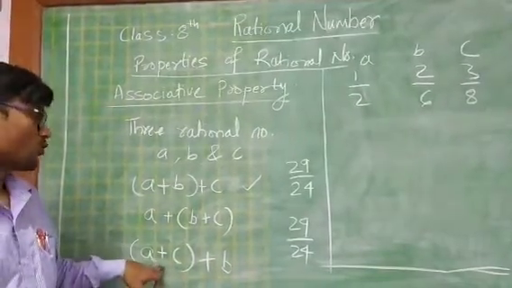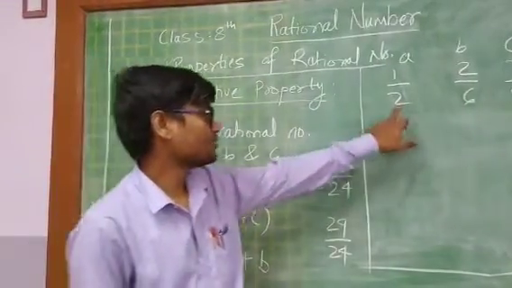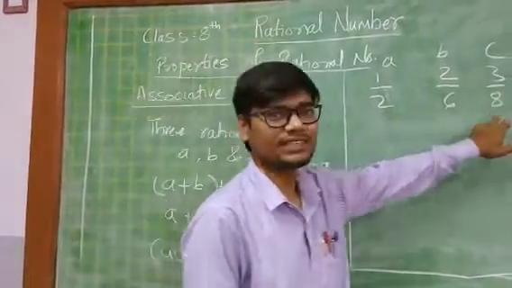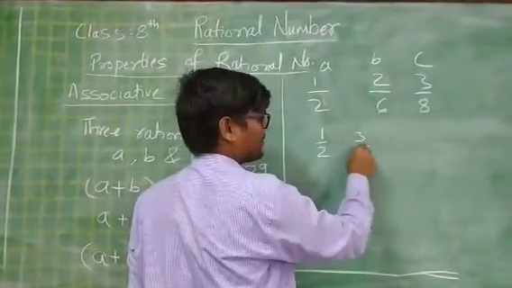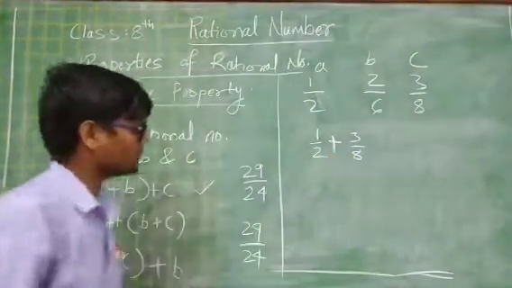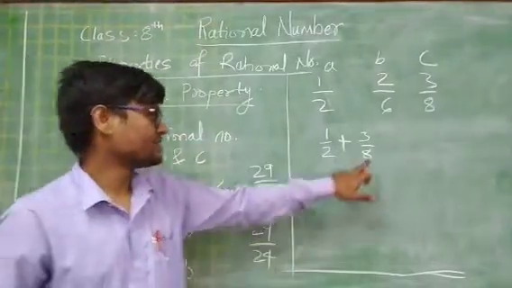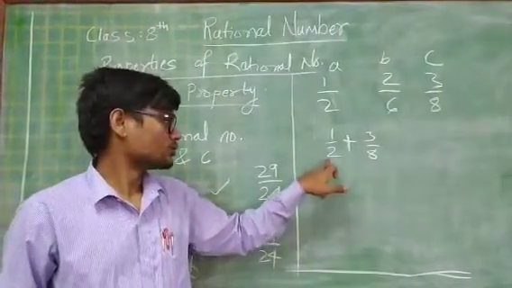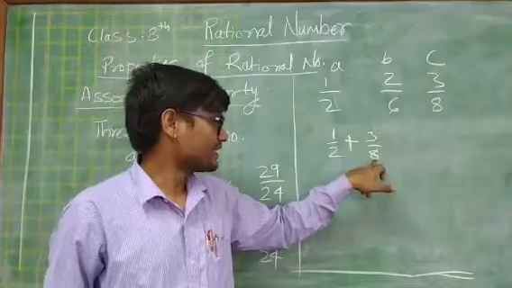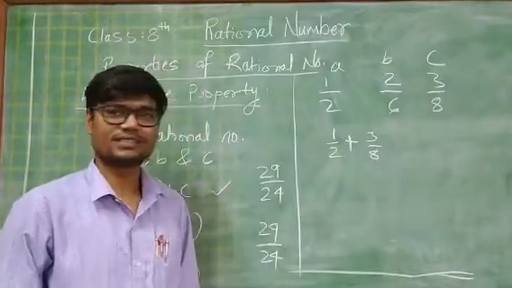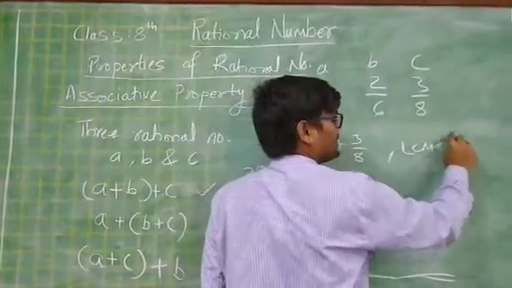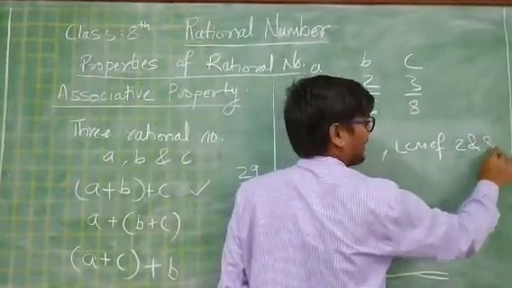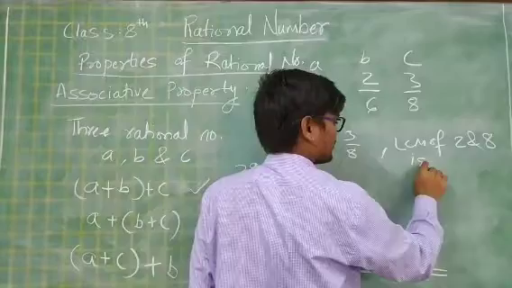Here the sum of a and c. A is 1 by 2 and c is 3 by 8. So we have to add 1 by 2 and 3 by 8. Now again 8 is a multiple of 2. So we can say that the LCM of 2 and 8 is 8.